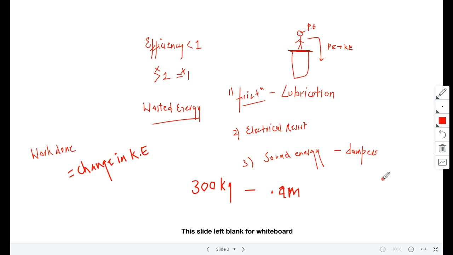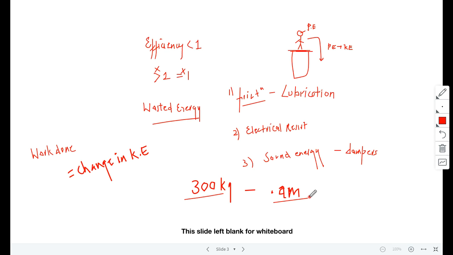Wait, could you repeat that, please? Okay. So determine the work done. You have to calculate the work done by a man in deadlifting 300 kg to a height of 0.9 meters above the ground. So I have just written this data: 300 kg and 0.9 meters. So that's 270 newtons. I mean, joules. Work done is 2.6 into 10 to the power 3 joules.